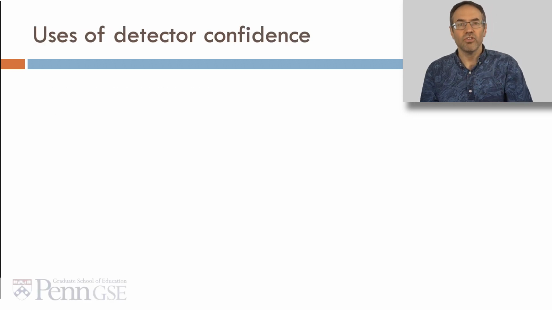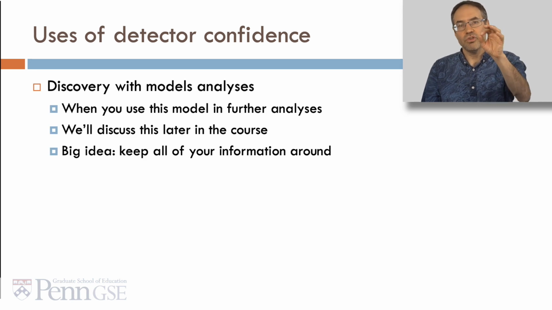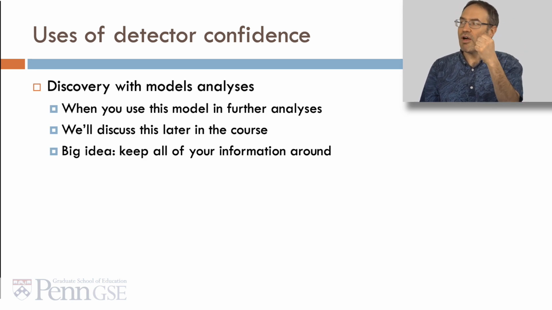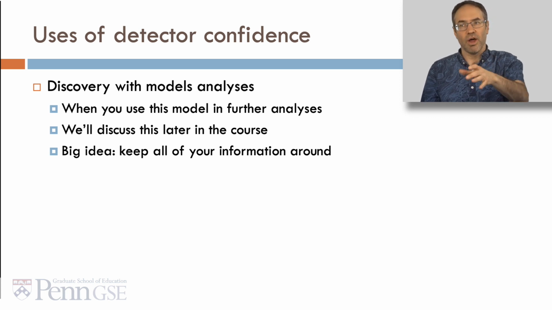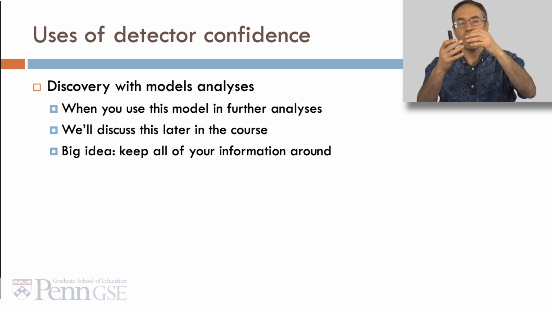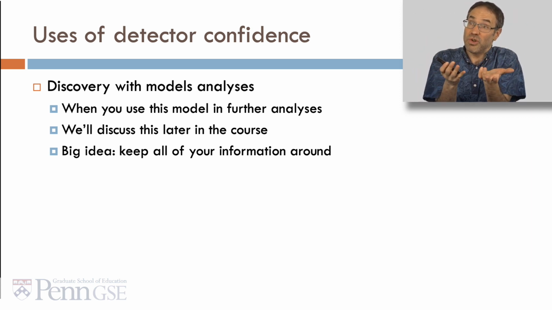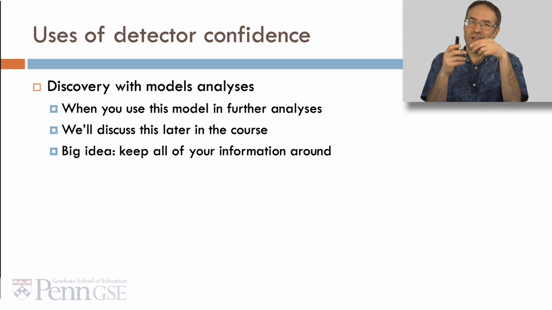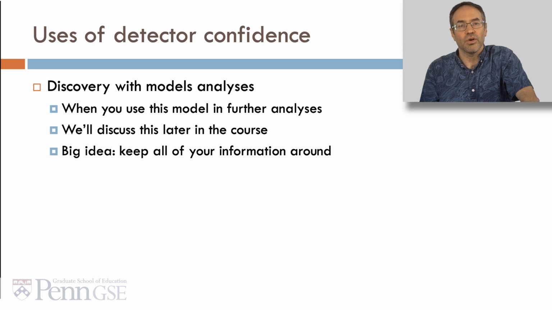So a key additional use of detector confidence is in discovery with models analyses. When you use the model in further analysis, you often want to retain all of the information and the uncertainty in the models rather than transforming an uncertain prediction into what looks like a certain one. And also rather than treating a prediction that looks pretty uncertain and a prediction that's very certain like they're the same. We're going to discuss this in detail later in the course.